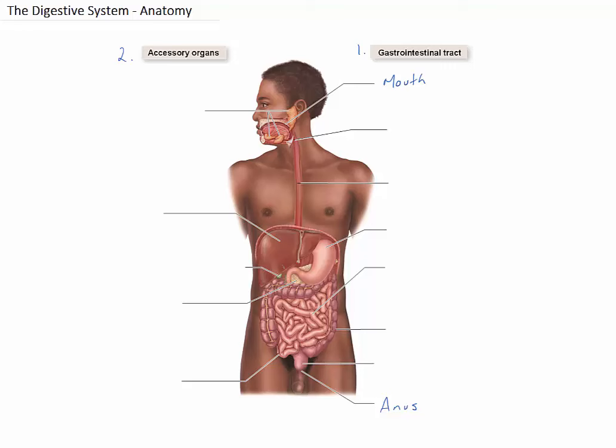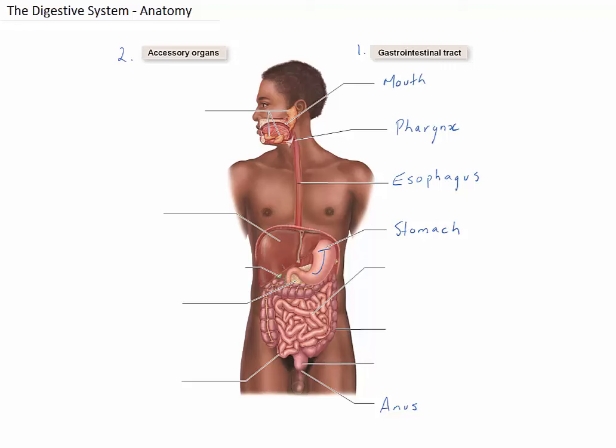Now, the mouth is where the mechanical breakdown of food begins, and it's also where chemical digestion of carbohydrates starts. Food then goes down your pharynx, which connects the mouth with the esophagus, which is this tube here. The esophagus performs a series of muscle contractions, which are called peristalsis, which pushes your food down into your stomach, which is this J-shaped organ here.